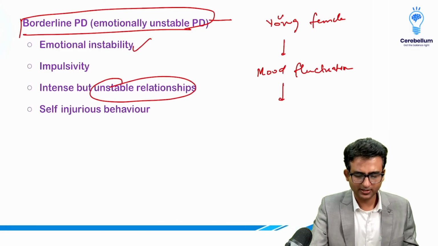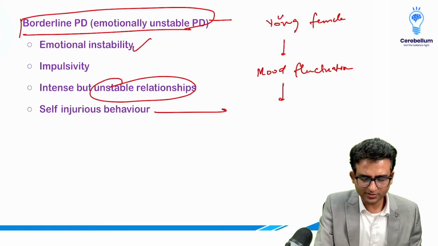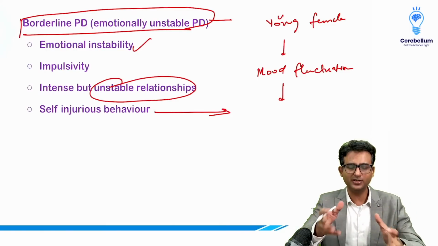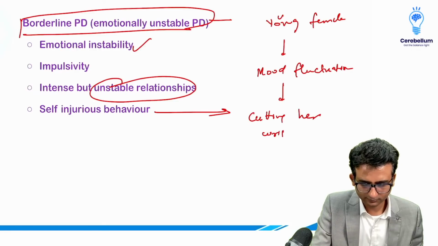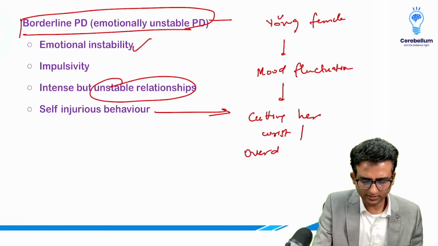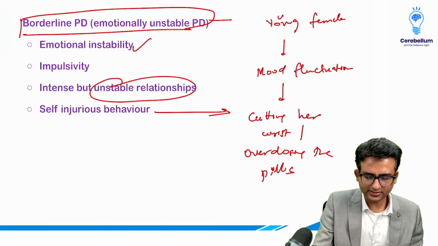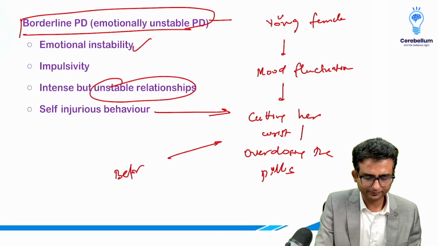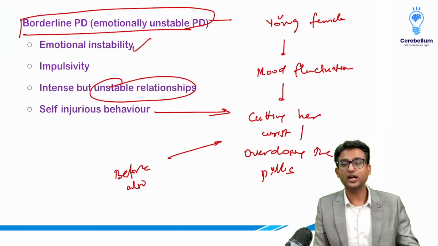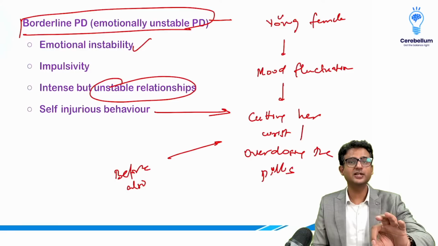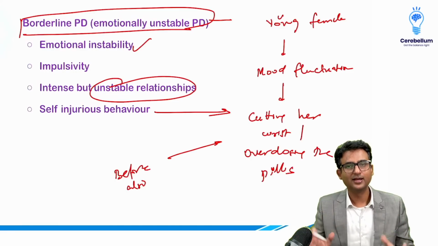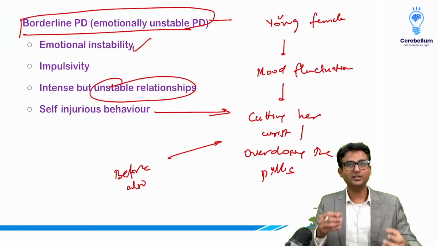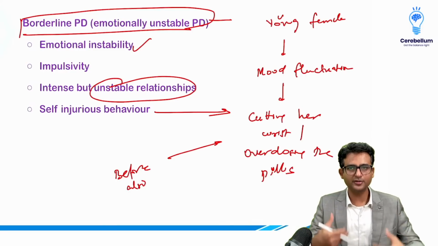Unstable relationships and self-injurious behavior. They will say the patient came to your emergency after cutting her wrist or overdosing on pills, and that she has done it before also. If you are asked a diagnosis, you may make the mistake of calling it a suicide attempt and diagnosing depression. Don't do that. If they want you to answer depression, they will give you a history of sadness of mood, lack of interest, all of that.